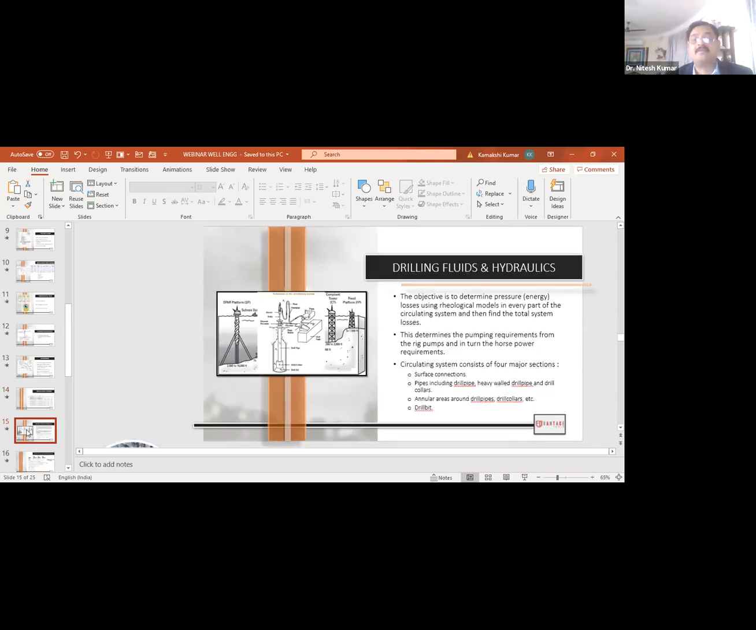Next, drilling fluids. Like I said, drilling fluids is a whole system in itself, right? So we will spend one day studying the fluid system and the hydraulics. The circulating system, what it consists of, all kinds of equipment on the surface, the pipes, including drill pipe, annular areas around drill pipe, drill collars, drill bit. Very simple words. And we will do some numbers to identify what kind of circulating pressure losses we are talking about. Okay?